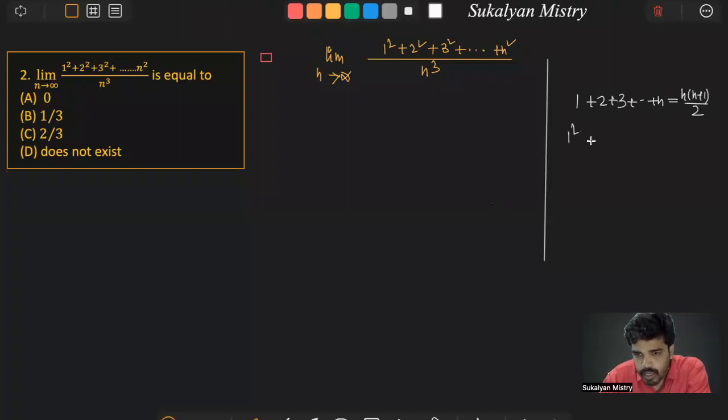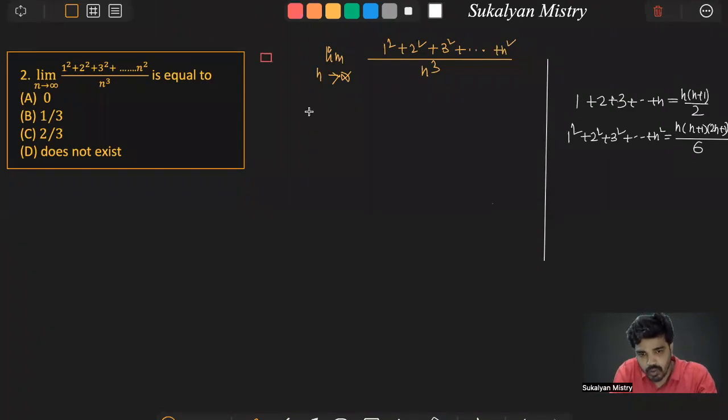1 square plus 2 square plus 3 square plus up to n squares. What is this? This is n into n plus 1 into 2n plus 1 divided by 6. You know this result. That is the sum of square terms up to n, so that will be n into n plus 1 into 2n plus 1 divided by 6.